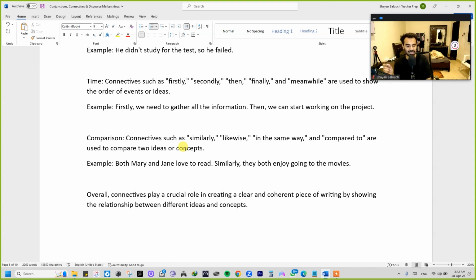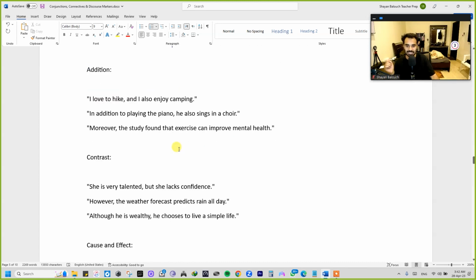crucial role in creating a clear and coherent piece of writing by showing the relationship between different ideas and concepts. So see, you can be only a coherent speaker and a coherent writer when your sentences are connected with each other. Connected by using different conjunctions or connectives. Okay, it shows that the student has written in such a beautiful and a great professional way that the ideas that student wanted to share here are actually connected with one another. Okay, hope it's clear.